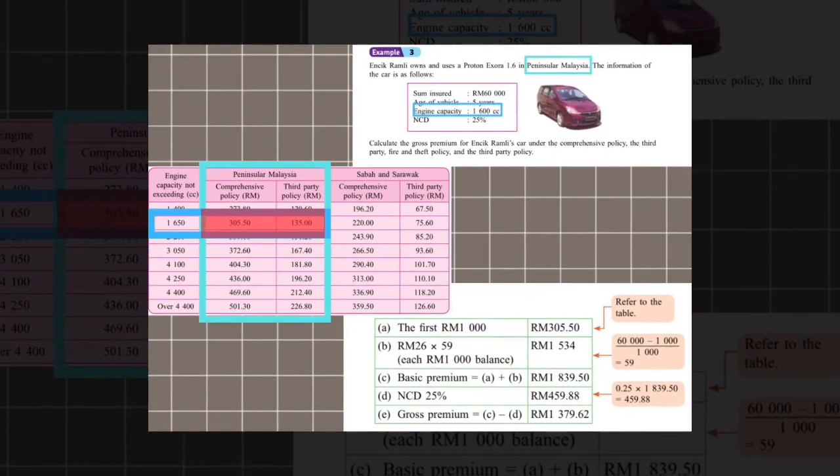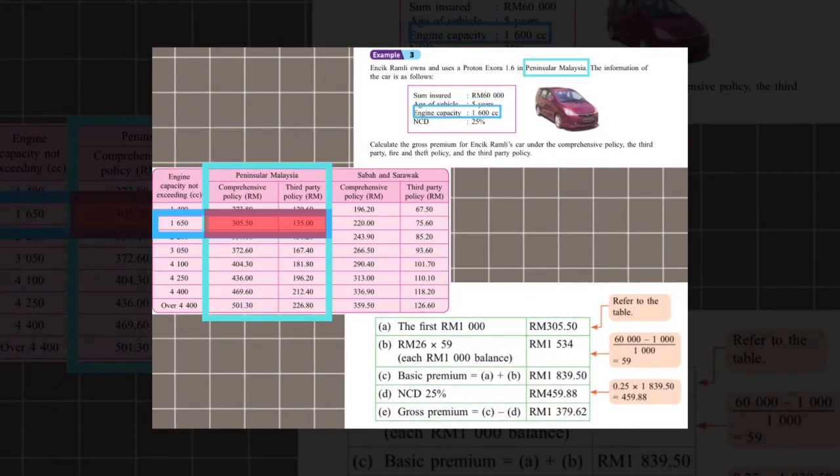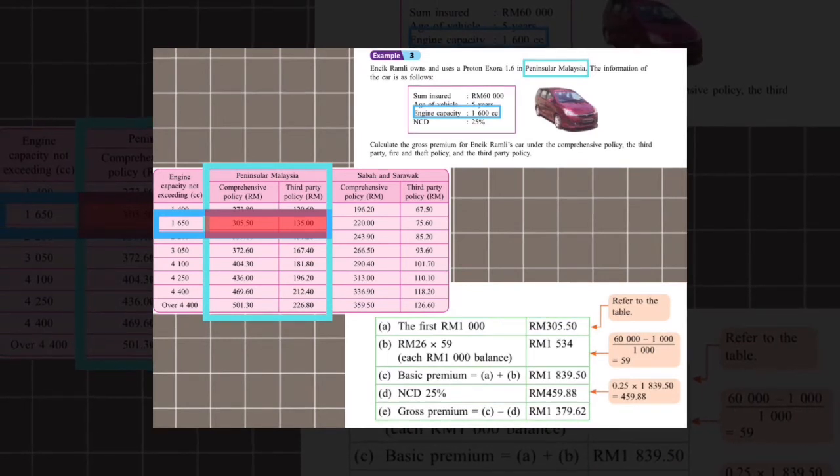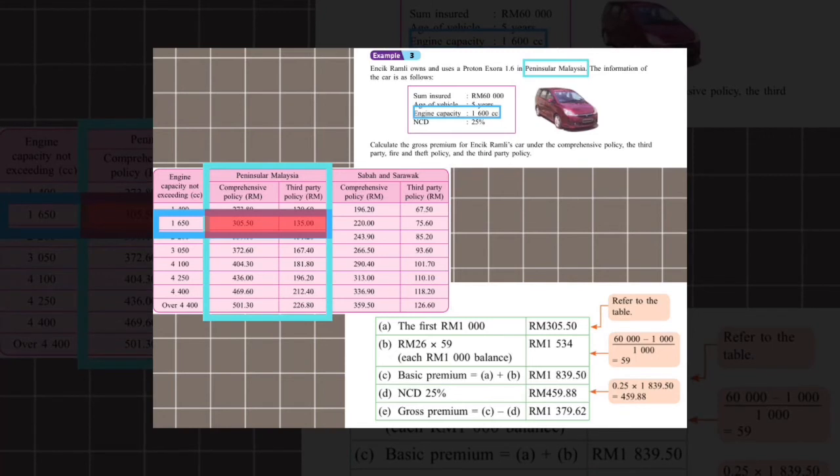Based on the question, we could determine the location and the engine capacity of the Proton Exora owned by the insured, which is in Peninsula Malaysia and 1,600cc. By referring to the table, you will get the premium for the first 1,000 ringgit, which is RM305.50. Next, we calculate the rest by multiplying each 1,000 ringgit with the amount obtained from the other table. Next, we add both values and deduct 25% of the amount to get the final value.